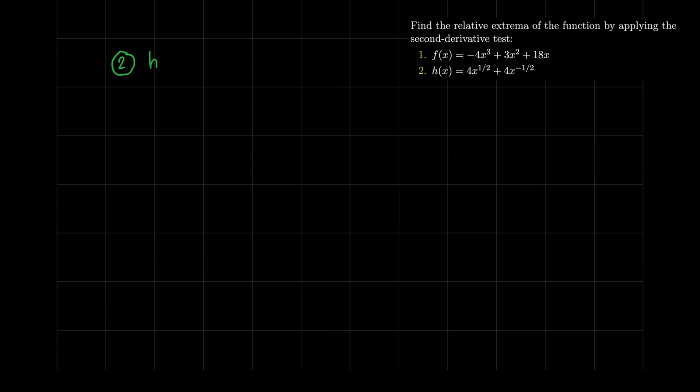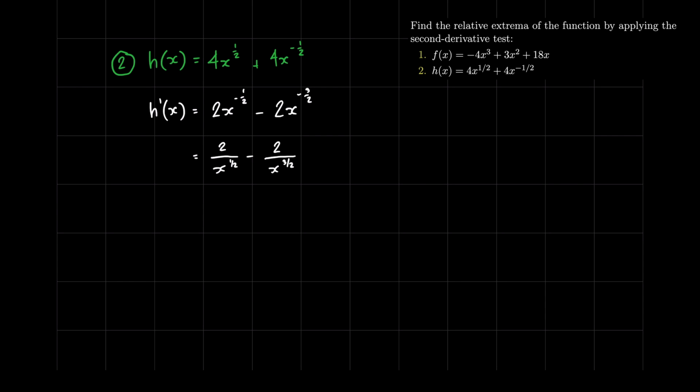Our second function is h of x equals 4x raised to 1/2 plus 4x raised to negative 1/2. Ang derivative niya ay h prime of x is equal to 2x to the negative 1/2 minus 2 times x to the negative 3 halves. Rewrite natin as rational functions para makombine as one fraction. We have h prime of x equals 2x minus 2 all over x raised to 3 halves.